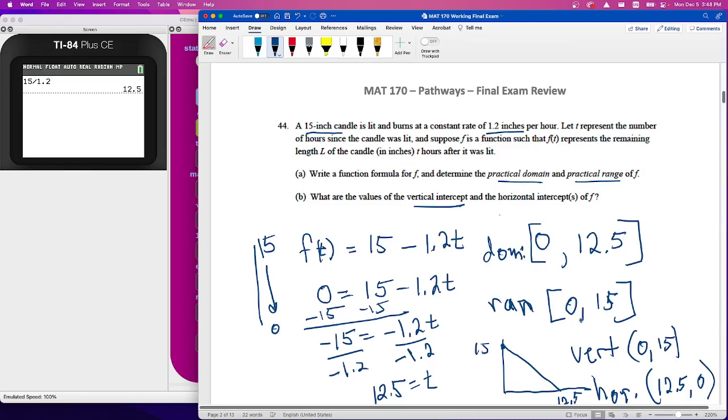Notice how we've got both those numbers in our domain and range. At time 0, we've got 15. At time 12 and a half hours, we have a candle that's 0 length. So that's 44.